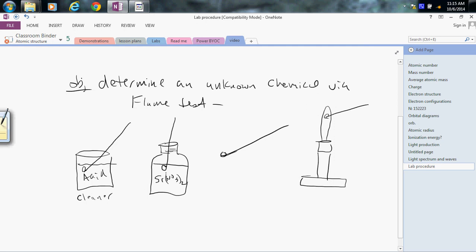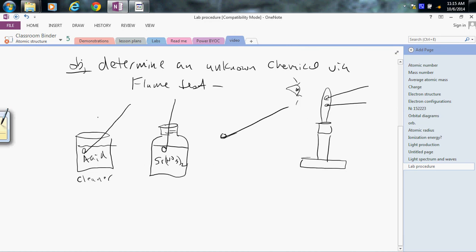Look what color it is. All right, this is my eyeball. So for this, that's basically it. Then it goes back into the acid once again to clean, and then flame, then the chemical to be tested.